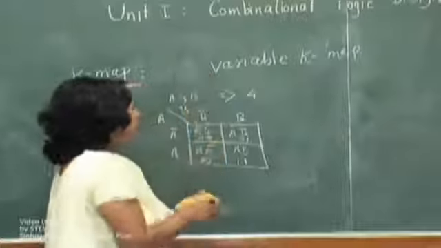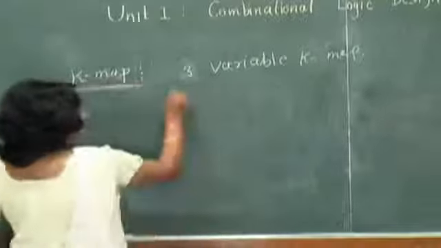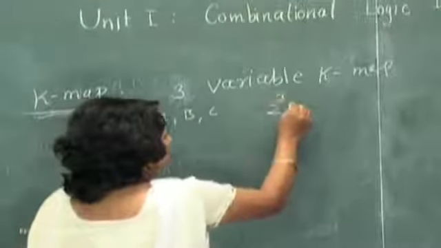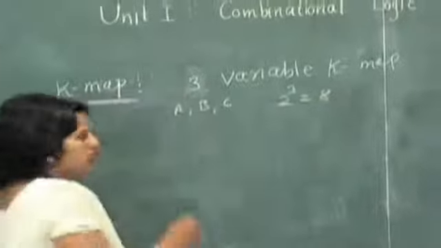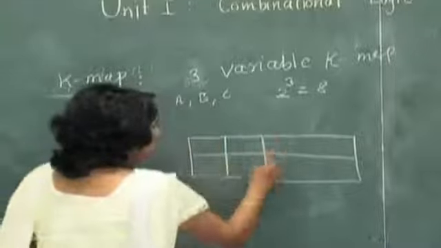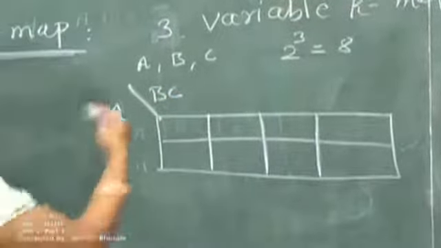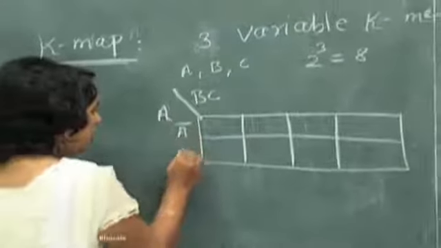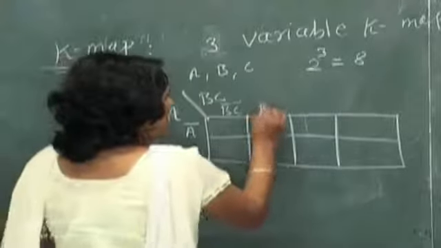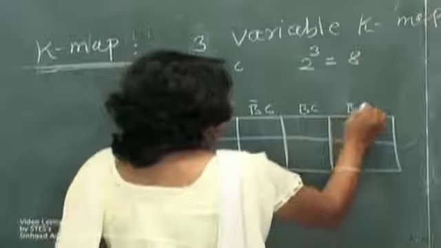We'll go for the next, that is the 3 variable K-map. So 3 variable K-map: A, B and C. Obviously 3 variables are there, that is why it will become 2 cubed, a total of 8 combinations. So in the tabular form, it will look like this: A and BC. Again vertically it will be written as A bar, A, and BC will be represented like B bar C bar, B bar C, BC and BC bar.